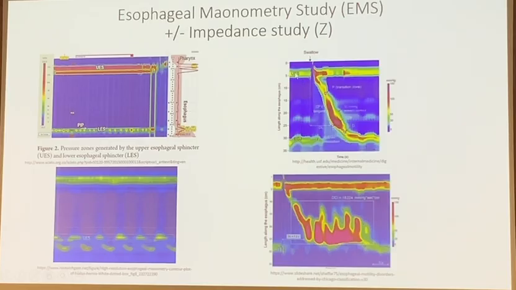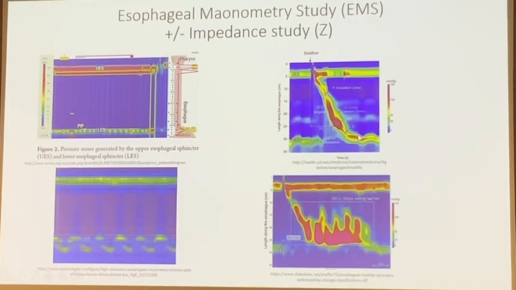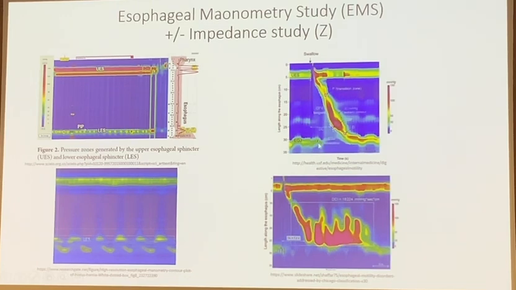This is the upper esophageal sphincter up here. When someone wants to swallow, he relaxes the upper esophageal sphincter and pushes the food bolus down, and then there is peristalsis in the esophagus and relaxation of the lower esophageal sphincter. This is the lower esophageal sphincter. Believe me, this is a normal swallow.